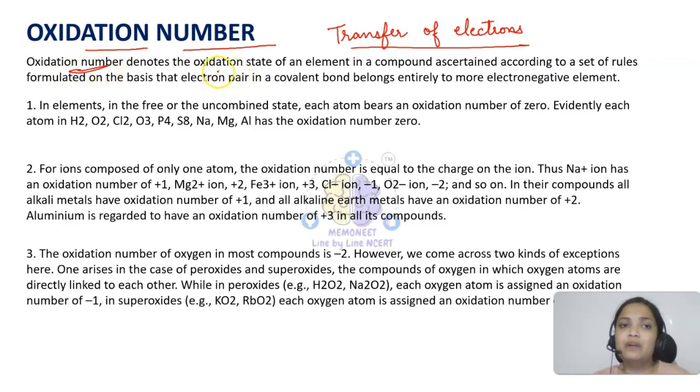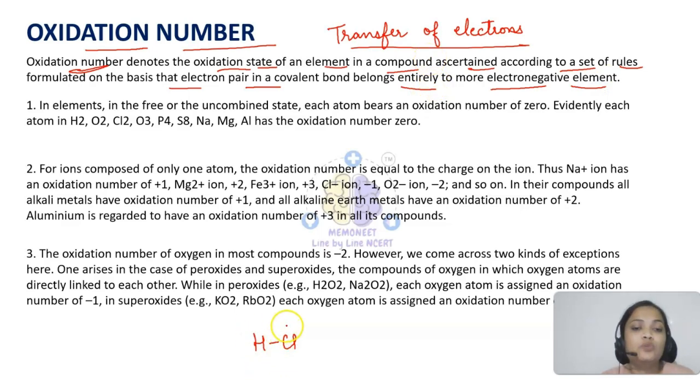So oxidation number actually denotes the oxidation state of the element. See, if you have written oxidation number or oxidation state, it is one and the same thing. Okay, in a compound it is ascertained according to a set of rules formulated on the basis that the electron pair in a covalent bond belongs entirely to the more electronegative element. Let's say I am talking about HCl. Okay, so in HCl, you know that chlorine has a partial negative charge and hydrogen has a partial positive charge, because chlorine is more electronegative. Okay, we know these charges are partial.